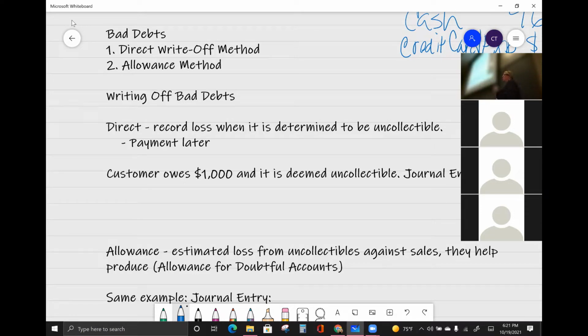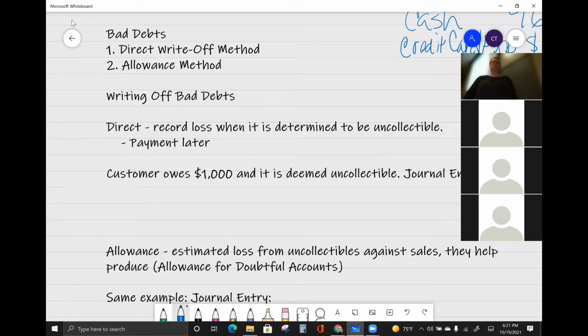So we've sold some products and services on credit. Not everybody's going to pay. So we have to determine how are we going to account for that? How are we going to account for that loss? That bad debt is what we call it. So we'll have some different methods that we're going to look at with bad debt. There's a couple of different ways we can do it.